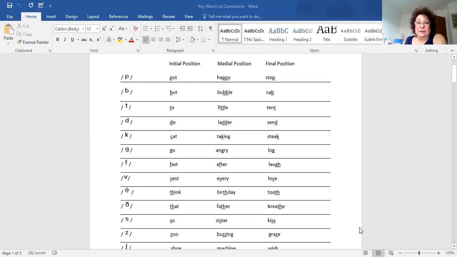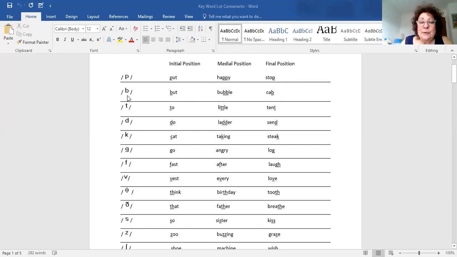So again, lowercase alphabet letter P represents P. Initial position, put, happy, stop. And that's on page 70 to 71. In final position, we tend to omit the P in connected speech, or even by itself. Stop that. Again, the definition of plosives, we meet half of the definition. Stop. The lips met, but no explosion.